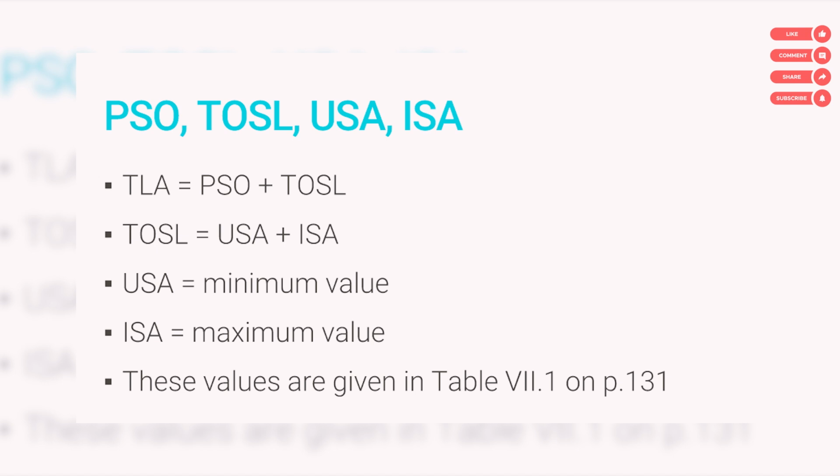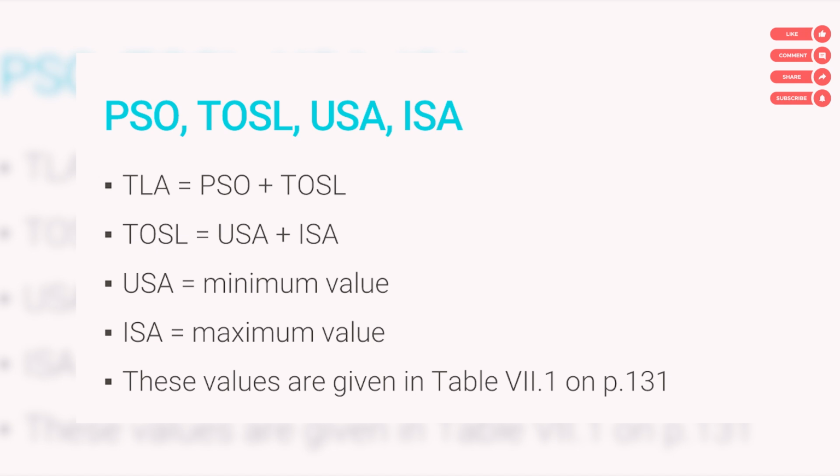Let's go back to what we learned in Rule 7 on PSO, OSL, RUSA, and ISA. The things that we know so far are the following. Number one, when you add PSO and OSL, you get the total lot area. That's true. When you add RUSA and ISA, you get the total open space. That's also true. What's new in Rule 8 is this. The code sets a minimum value for USA and a maximum value for ISA.